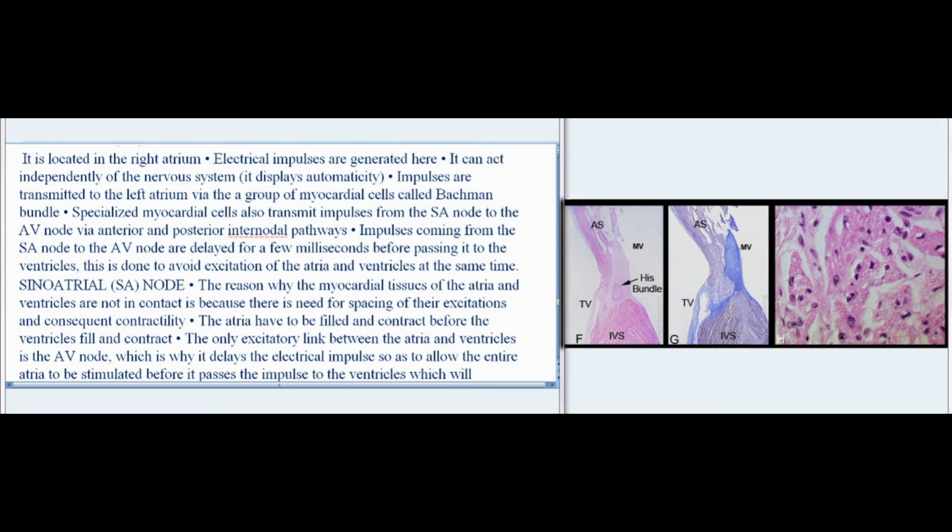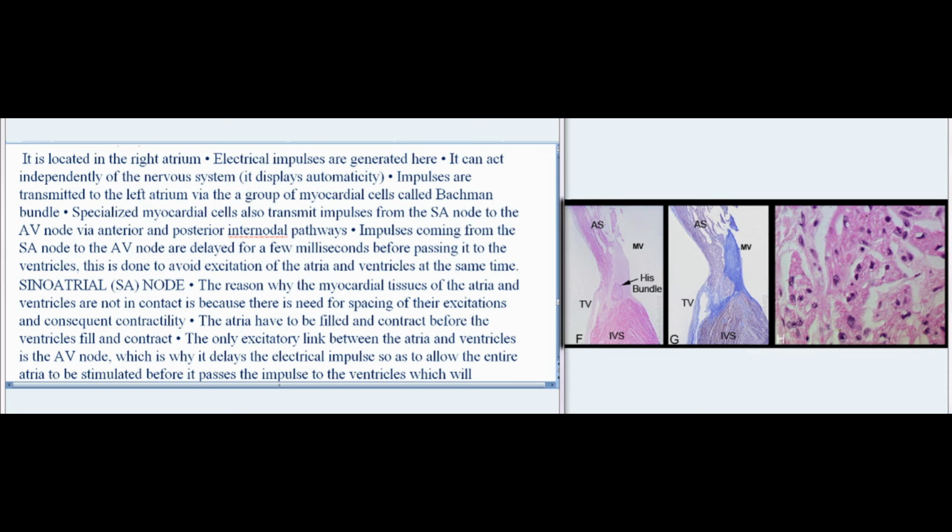Impulses coming from the SA node to the AV node are delayed for a few milliseconds before passing to the ventricles. This is done to avoid excitation of the atria and ventricles at the same time. The reason why the myocardial tissues of the atria and ventricles are not in contact is because there is need for spacing of their excitations and consequent contractility. The atria have to be filled and contract before the ventricles fill and contract.